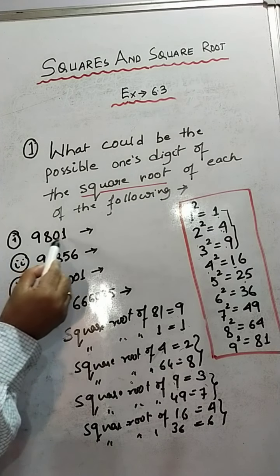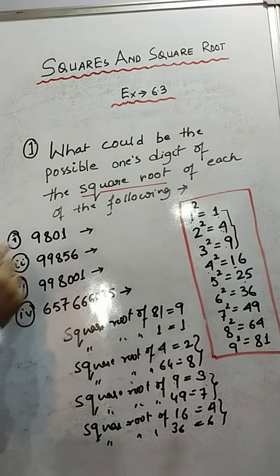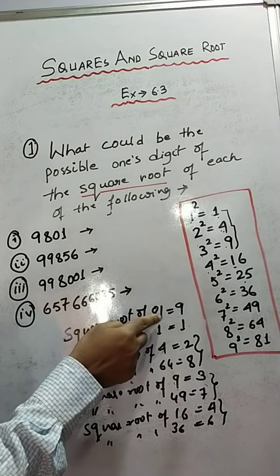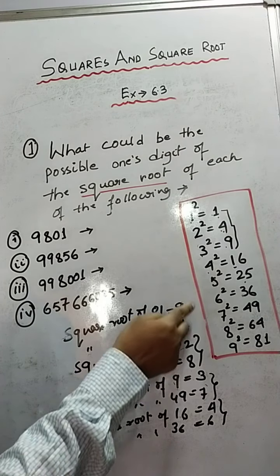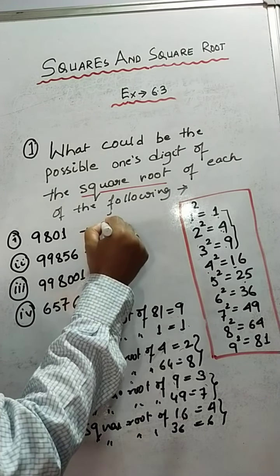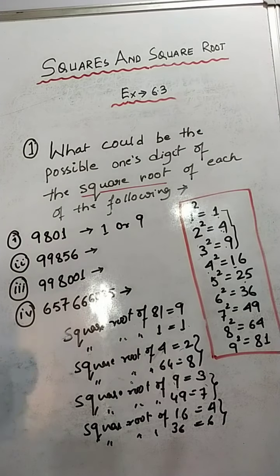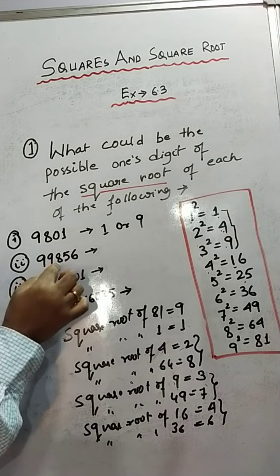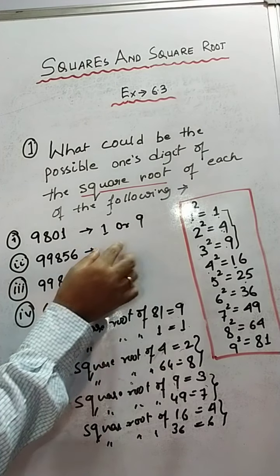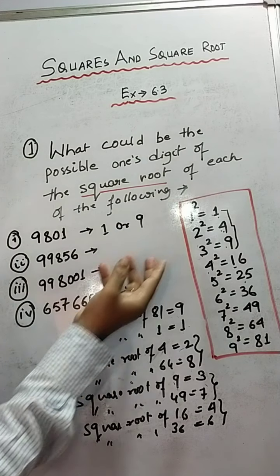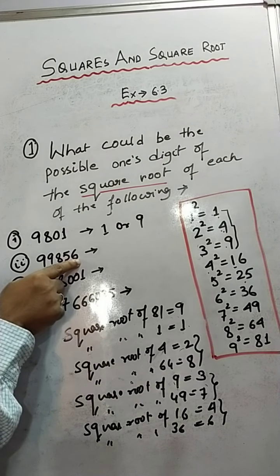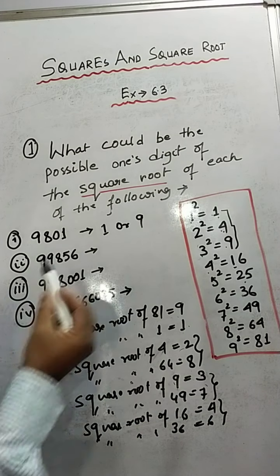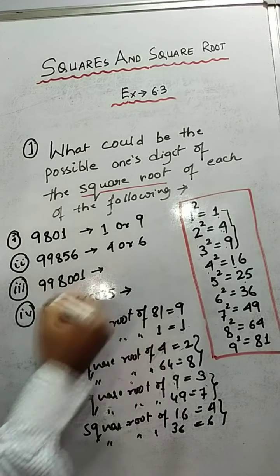Now we have to find the square root of 9801. What is the unit digit here? 1. If any number carries 1 as a unit digit, what are the two possible one digit numbers? Either 1 or 9. So we'll write 1 or 9. Now we have to find the square root of 99856. It could be any number, but what would be the unit digit? Any number carrying 6 as a unit digit has possible one digit numbers 4 or 6. So it could be 4 or 6.